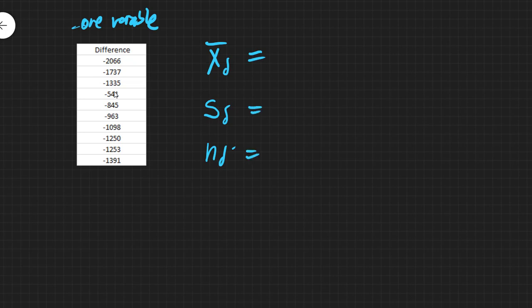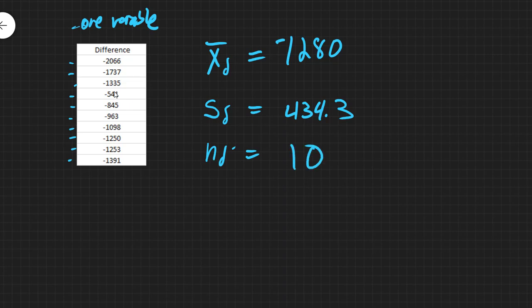Like we always have. What is x sub d? It is the average of all of this stuff. And looking at the example that we're working, x sub d is negative 1280. The average of the paired differences is negative 1280, right? This guy is 434.3. And the total number of observations is 1, 2, 3, 4, 5, 6, 7, 8, 9, 10. And total number of observations is 10.